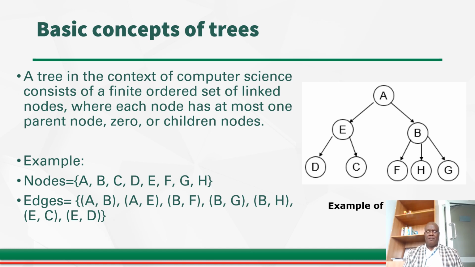The tree here in our data structure case is different from the normal tree you see in real life. So in the context of computer science, it consists of a finite ordered set of linked nodes, where each node has at most one parent node, and zero or more children nodes. For example, the tree we are looking at now has the nodes A, B, C, D, E, F, G, H. A can be likened to the parent. In this case, you can refer to it as the root. Unlike the normal tree you see outside, where the roots are always at the bottom, for computing trees, our roots are always at the top.